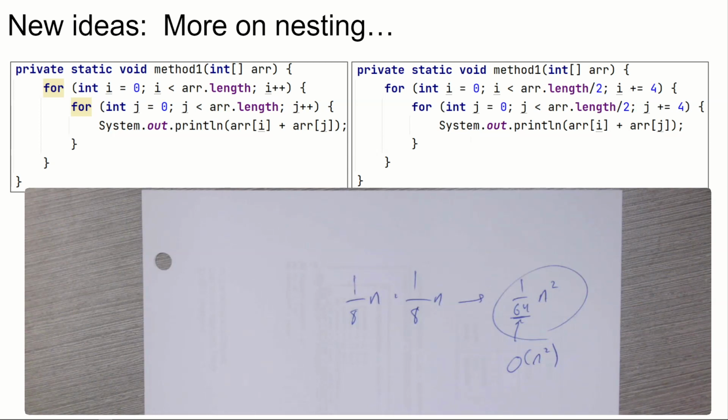A different and kind of looser way of thinking about answering this kind of question is asking yourself, does each loop depend on the length of the array for how many times it's going to repeat? If the loop depends on the length of the array at all, it's going to run proportional to the array size. So you can say this is going to run proportional to n, this is going to run proportional to n, therefore it's going to be proportional to n squared. So you can also think about it more loosely that way.